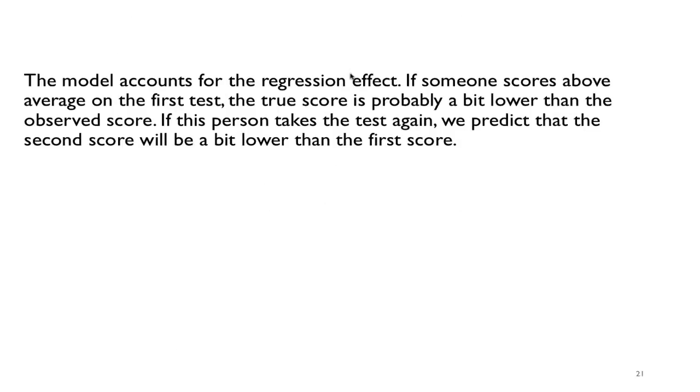So this slide basically explains that this model accounts for the regression effect. If someone scores above the average on the first test, the true score is probably a bit lower than the observed score. That means that if the person takes the test again, we predict that the second score would be a bit lower than the first score.